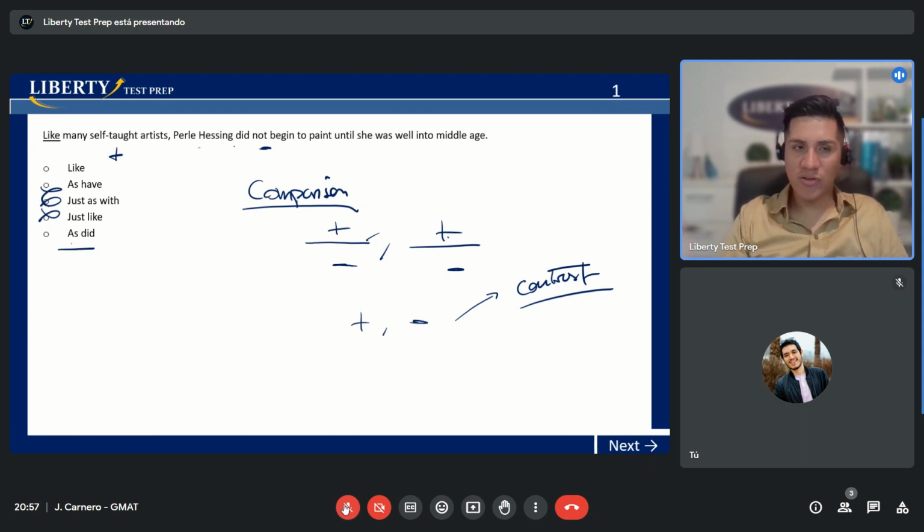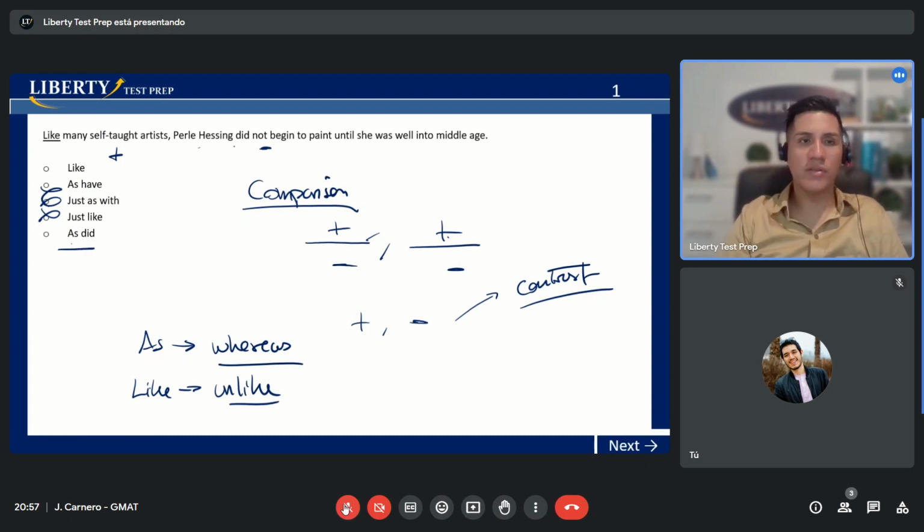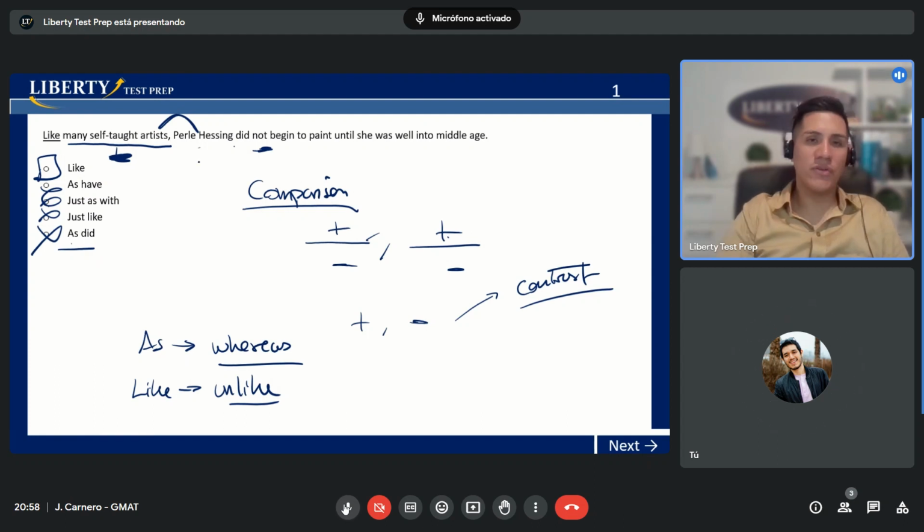And for contrast, the contrast version of as is whereas. The contrast version of like is unlike. In this case, we don't want a contrast. In reality, we want a comparison. So that's out, and B is the answer because in B you have this one in negative and this one in negative. Why in negative? Because you are just comparing the nouns, so you are kind of factorizing the verb. That action applies to both nouns, to Bert Hassan and also to many self-taught artists.